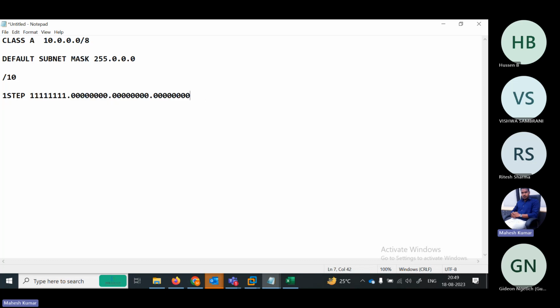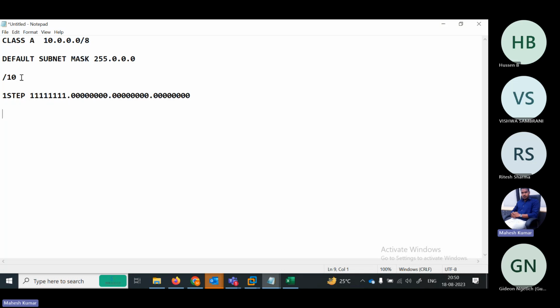By default, CIDR is 8, right? Now we need to borrow 2 bits from the host portion. This is our network portion, and these 3 octets will be the host portion. Network portion means all bits will be one: 1 means network bit, 0 means host bit. So only 8 bits as of now we are using as network bits, and the remaining 24 bits are host bits.